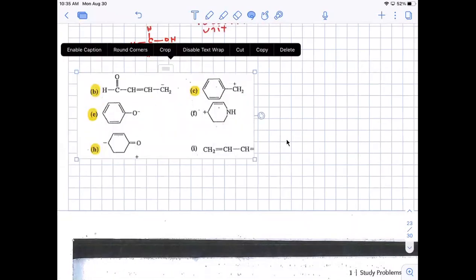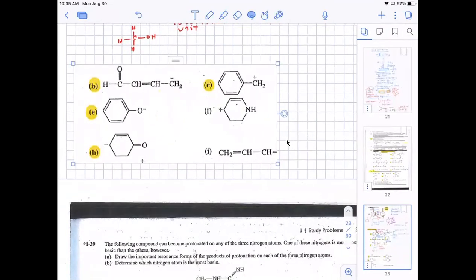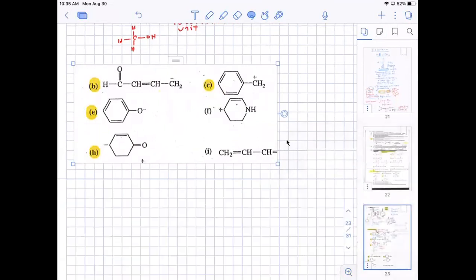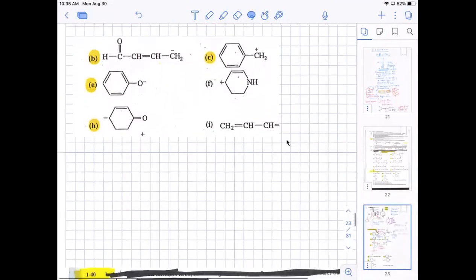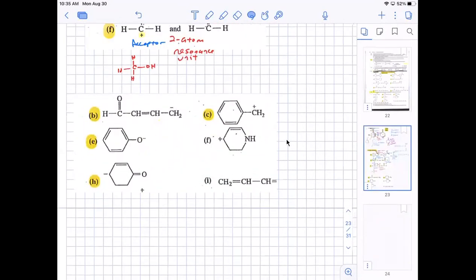All right. I'm going to add another page in because I know we're going to run out of space. And let's start with, I cut I off. Well, we're not doing I anyway, so it doesn't matter. Which one do you want to start with? You want to start with B, C, doesn't matter. B. All right, let's start with B.